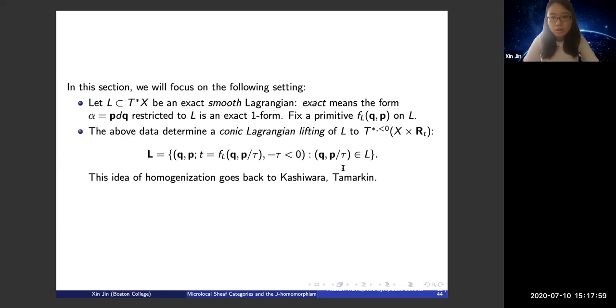So what Tamarkin did, his approach is to conify a non-conic Lagrangian into a larger space. Then you can study sheaves with singular support in it, because we know singular supports are conical Lagrangians. In this way, you transform a non-conic one into a conic one, so you can use sheaf theory to study it.